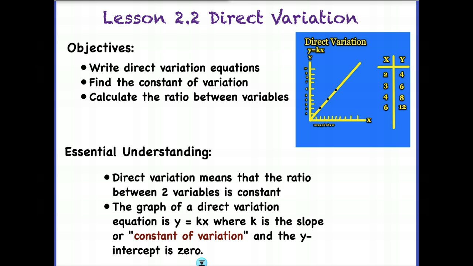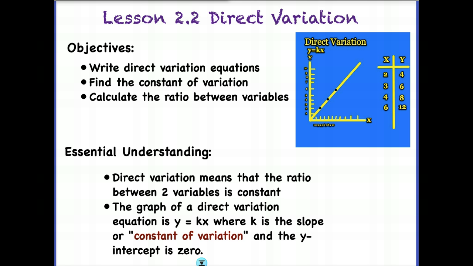Number one, direct variation means that the ratio between two variables is constant. So what does that sound like to you? That sounds like a linear equation, right? Because between any 2 points, if you take y over x, change of y over change of x, rise over run, you would have the same constant ratio. So direct variation is really just a linear equation.